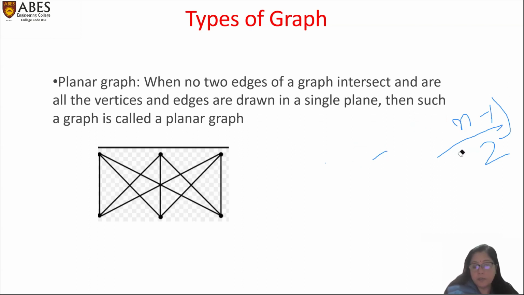A planar graph is basically a graph in which no two edges of the graph intersect, and all edges and vertices can be drawn in a single plane. Then the graph is called a planar graph.